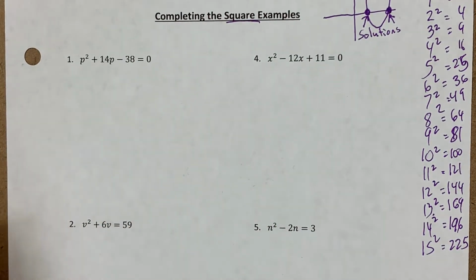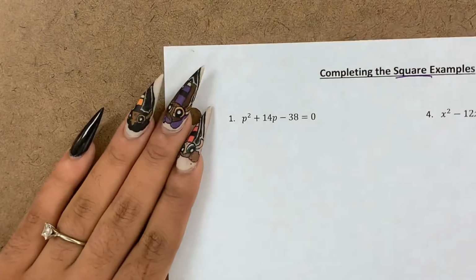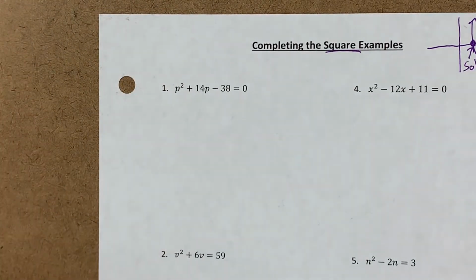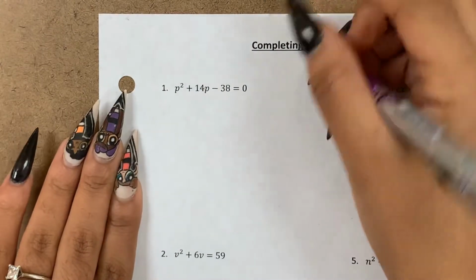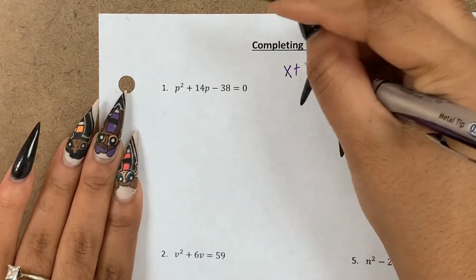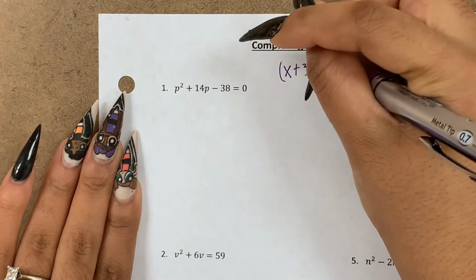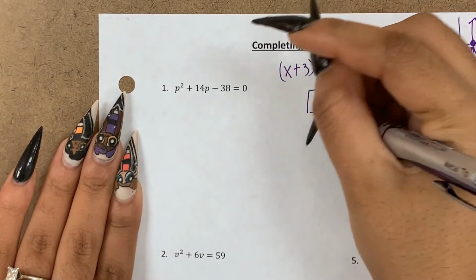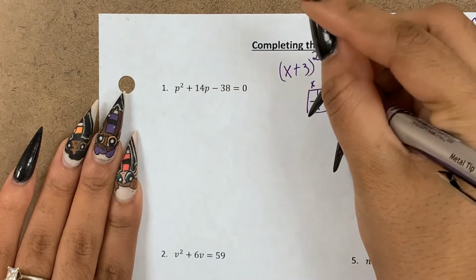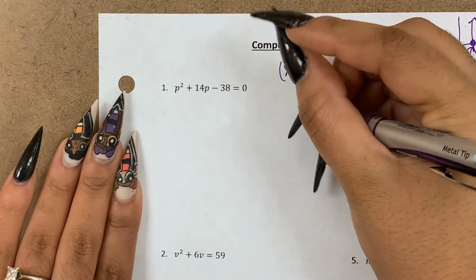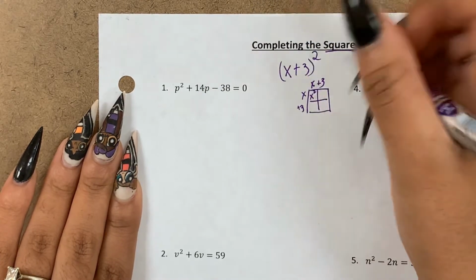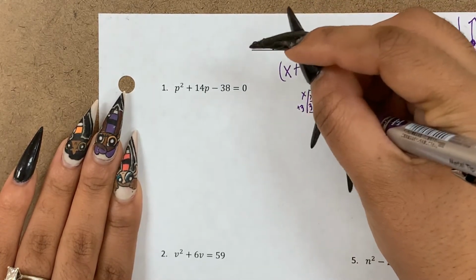Okay, so we are trying to complete the square. So if I have x plus 3, parentheses, squared, I would use the box method to square that. So x times x is x squared, 3x, and 9.